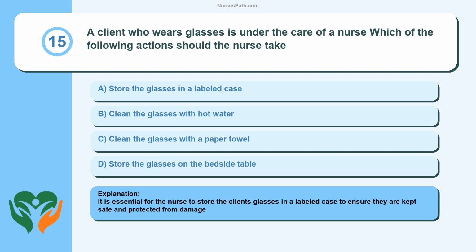It is essential for the nurse to store the client's glasses in a labeled case to ensure they are kept safe and protected from damage.